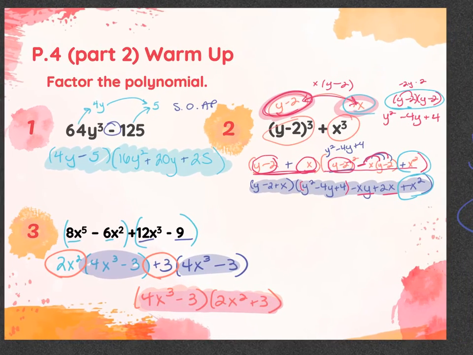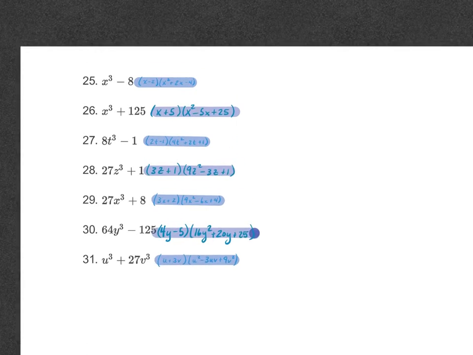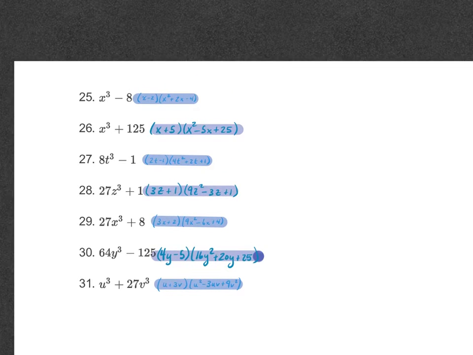Okay, homework. Remember the odds are on Calc Chat, so I'm going to read the evens aloud. So if you're out in Notability, you can check it. 26 is x plus 5 times x squared minus 5x plus 25. 28 is 3y plus 1 times 9y squared minus 3y plus 1.